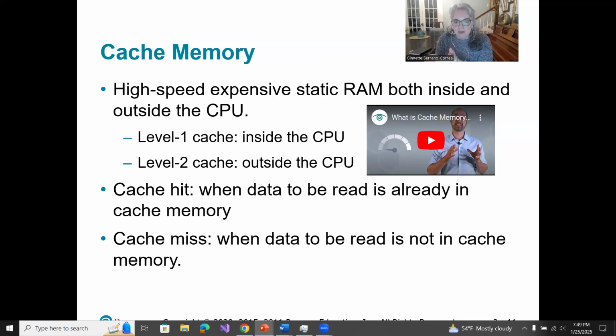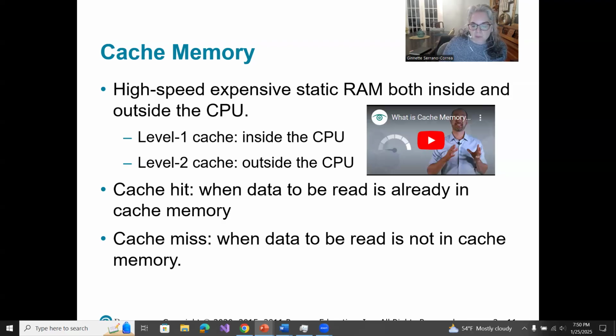So one of the things to make things go a bit faster, and not have to always go to RAM, is that part of these instructions can also be put into cache memory. So cache memory is a high-speed, expensive static RAM, and your main memory is dynamic RAM. Dynamic RAM just means that you have to refresh the memory. Static means you don't.